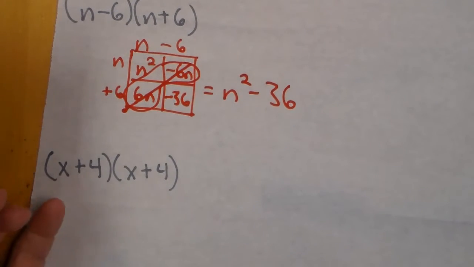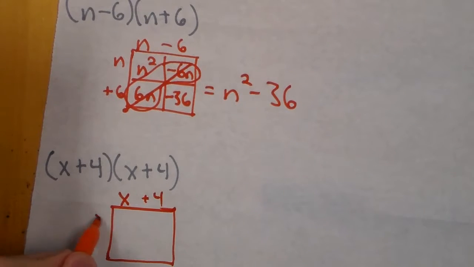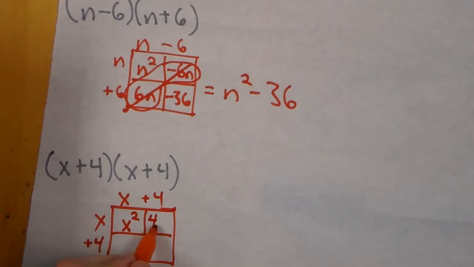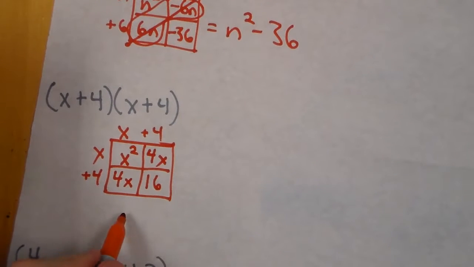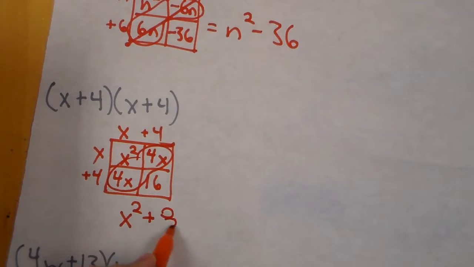Well, what if we had something where they're both the same sign, x plus 4 and x plus 4? We have an x squared, 4x, a 4x, and a 16. So this becomes x squared plus 4x and 4x is 8x, and then plus 16.